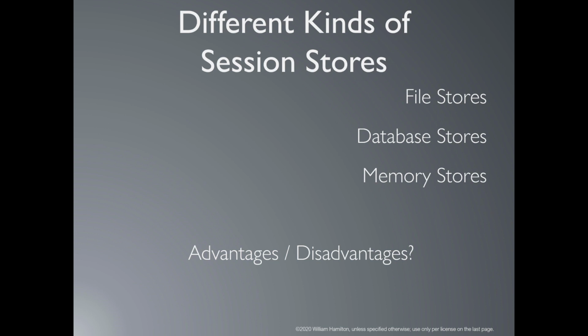All right, and so I've already been kind of talking about this a little bit. In this example, we've been using a file store. Why might we want to use something like a memory store instead of a file store? What would be an advantage of doing that? What would be a disadvantage? I already talked about databases, but what about just storing all the values in memory?